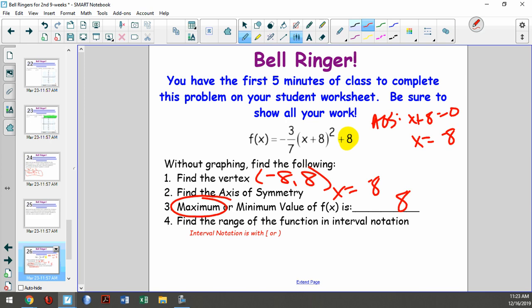Find the range of the function. You know what this means? I'm going to graph this at (-8, 8). It is going to be a maximum, which means I open down. So there's my picture. What is my range? How do you read range? Bottom to top, right? So if we're reading this from bottom to top, what do I start off with? Yep.